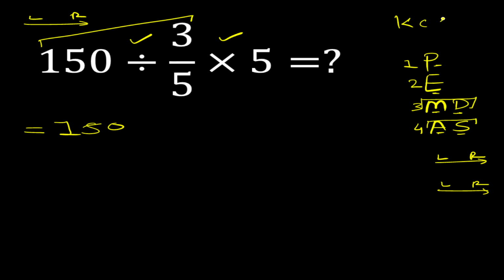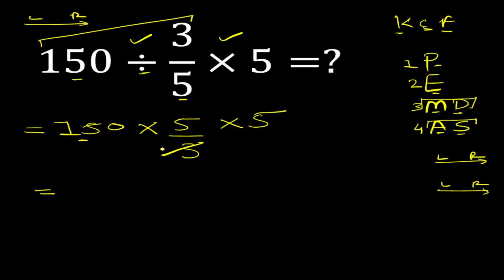Now according to the KCF rule, K means keep this 150 as it is, the same. C means change this sign from division to multiplication. And F means flip this second fraction. 3 upon 5 is equal to 5 upon 3, times 5. Now 150 divided by 3 is equal to 50. So 50 times 5 times 5, right?